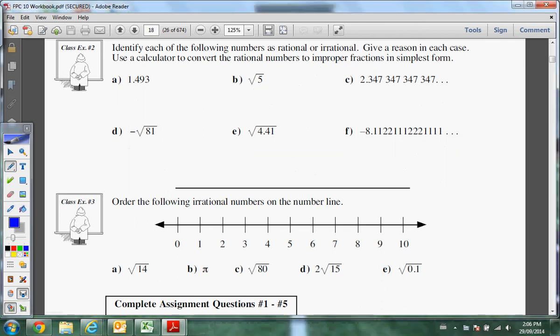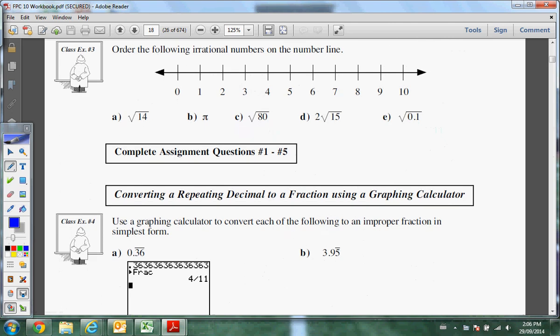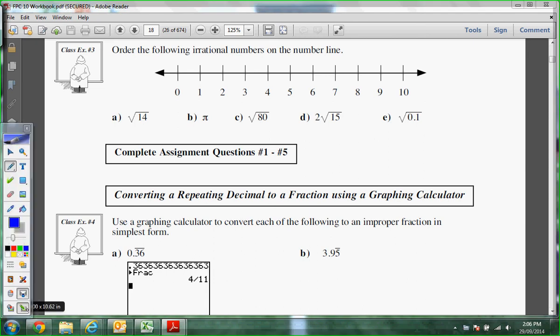All right. Example 3. Order the following irrational numbers on the number line. Okay, so we're going to order them. So root 14. Well, root 14 is really close to square root what? Is 15 a perfect square? No. Yeah, about 16. What's square root of 16? So this is fairly close to 4, right? So I'll put it right about there.